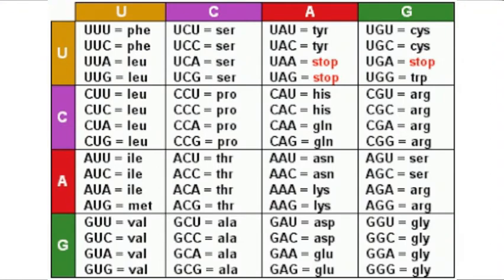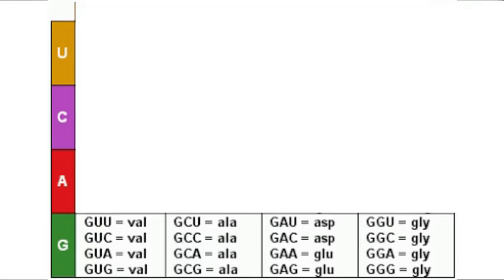Let's take GUA, our first codon of our RNA. The first letter of that is G, so we're going to look at the left and look for the row that has G. We can see that that is the row at the bottom. We're only going to look at the row at the bottom. We're ignoring the top 3 rows for now because we know our codon is not in there.